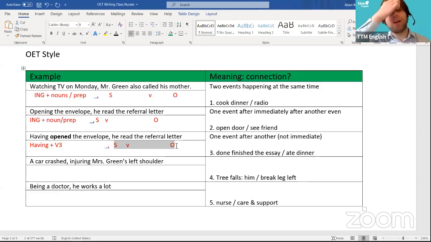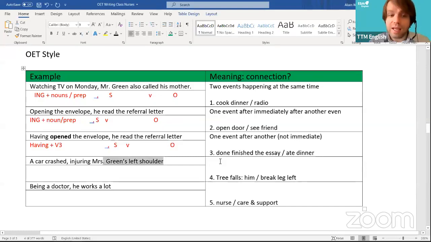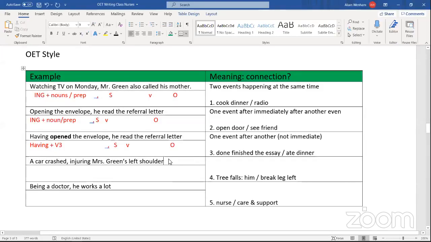Thank you very much for that, Val. A car crashed, injuring Mrs. Green's left shoulder. Let's get Sarah, if she's there, or Gizem. Two events happening at the same time. Ooh, I know what you mean, because some of these seem similar, don't they? But this really is a result. Two events. I think result. Yeah, it's the result.